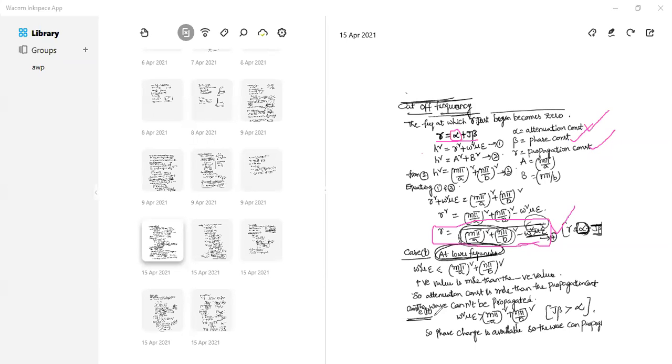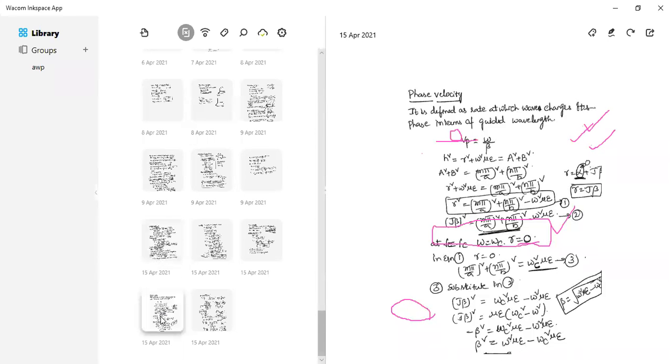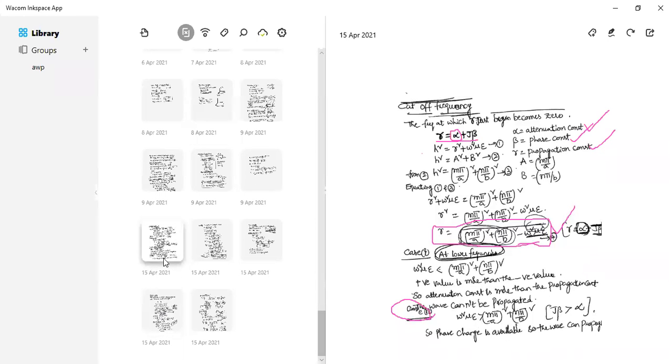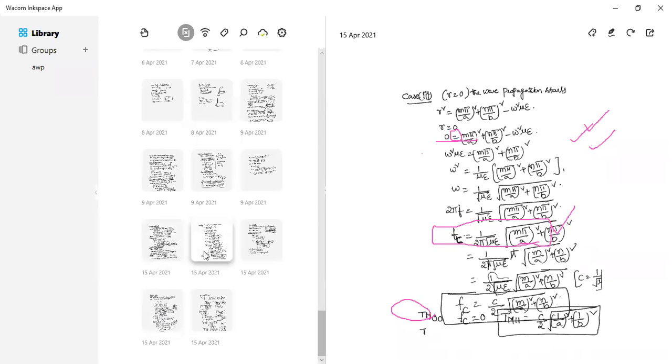And case 2: omega square mu epsilon is greater than this term. Negative term is more, which means you are going to get j beta. Now the waves start propagating. That is what we saw last class. The third case is gamma equal to 0. What is the cutoff frequency expression we have derived?